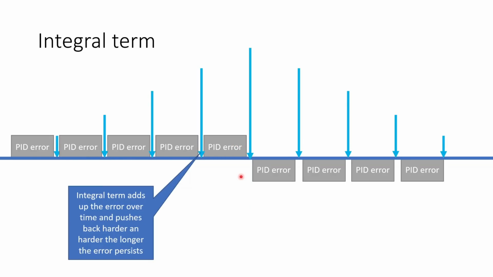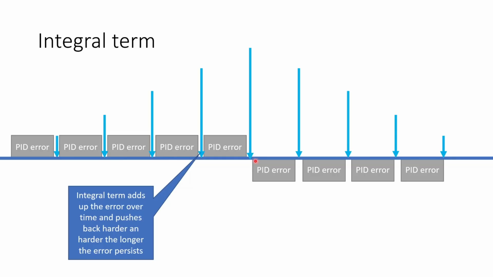The integral term also has a bit of a different behavior. The integral term adds up the PID error over time. So here we have some small positive PID error. And initially, the integral term pushes back a little bit. But then if that error doesn't go away, the integral term says, I'll push back twice as hard. And then if there's another same amount of error again, 3 times as hard, 4 times as hard, 5 times as hard. It's adding up over time, that error. And the longer that error is there, the harder the integral term pushes back.